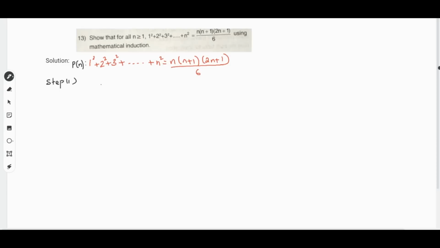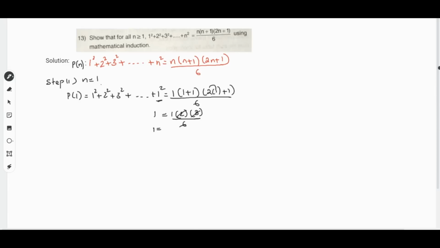Then in the first step we'll take n is equal to 1. So here P of 1 will be 1 square, and the right side will be 1 into (1 plus 1) into (2 into 1 plus 1) divided by 6. Wherever you have n, we'll write it as 1. Leaving the last value, 1 equals 1 into 2 into (2 ones are 2, plus 1 is 3), divided by 6. 2 threes are 6 and 6 get cancelled. 1 equals 1, that is LHS will be equal to RHS. If both are equal, it means P of 1 will be true.